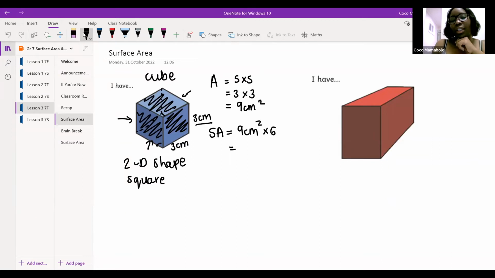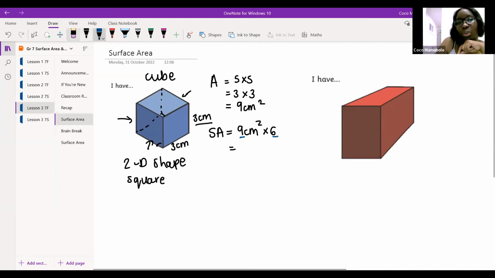If you're a bit stuck, people are always helping out in the chat. Ma'am, would the area be 486 centimeters of the whole cube? No, my sweetie, not of the whole cube. Remember, we're just going to take 9 centimeters and multiply it by 6. So all we're looking for is 9 times 6. That's all we're looking for.